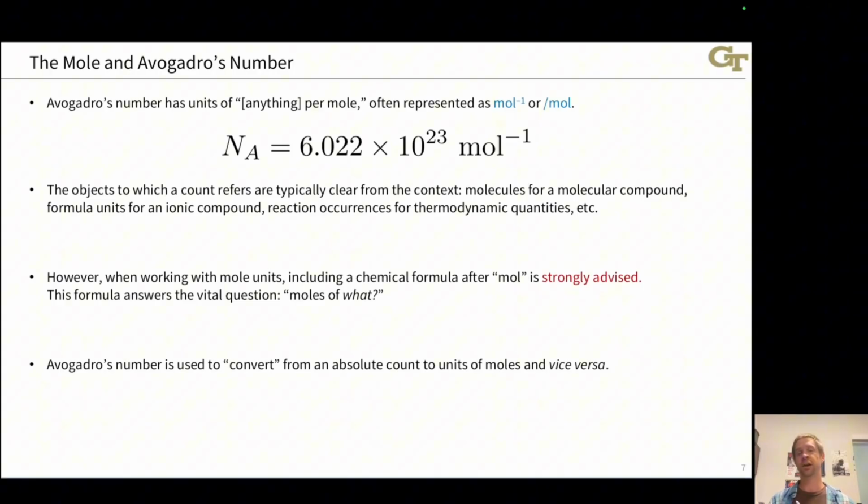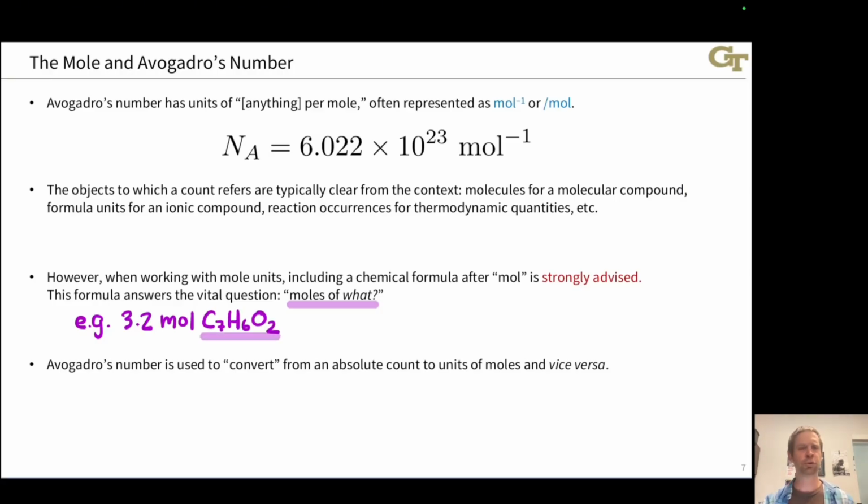This is why I suggest whenever you're working with mole units, include a chemical formula after the unit mole so that you're clear in your mind about what you're talking about. The count of, right? Moles of what is the question we want to answer with that chemical formula that follows the word mole. So for example, if I just spit out a measurement here, for instance, 3.2 moles. Well, moles of what are we talking about?